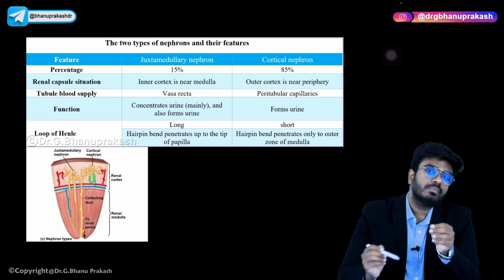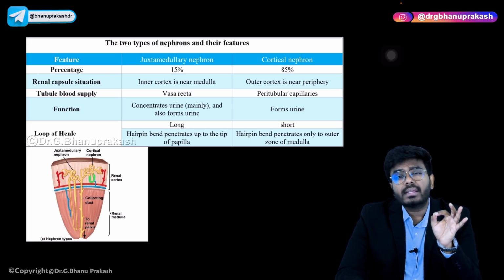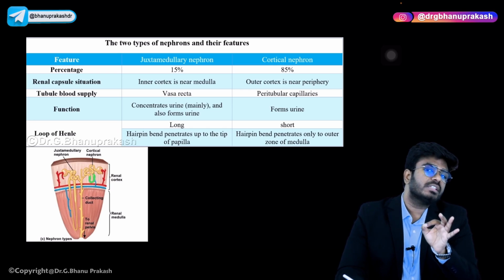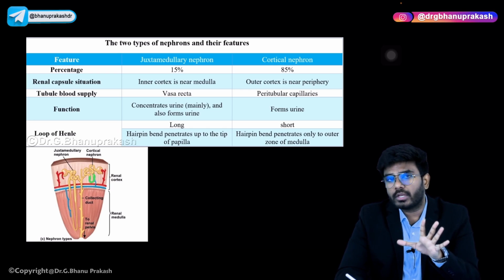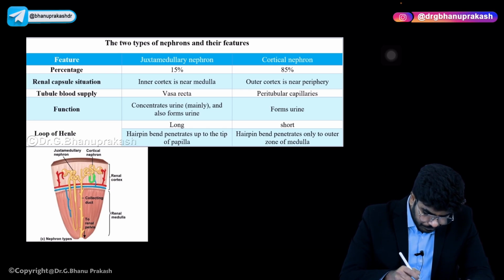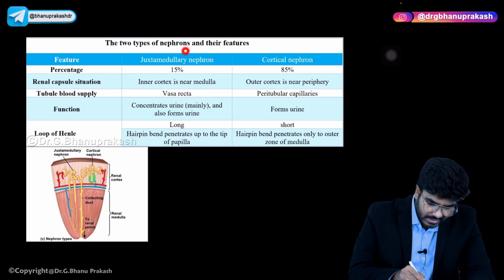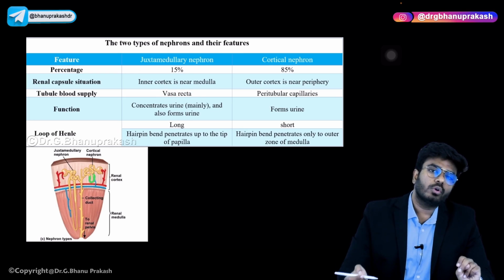Okay, so the direct MCQ is: vasa recta is present in which type of nephrons? Juxtamedullary nephrons. Please concentrate. Vasa recta is present in the juxtamedullary nephrons. Now, what is the third difference?